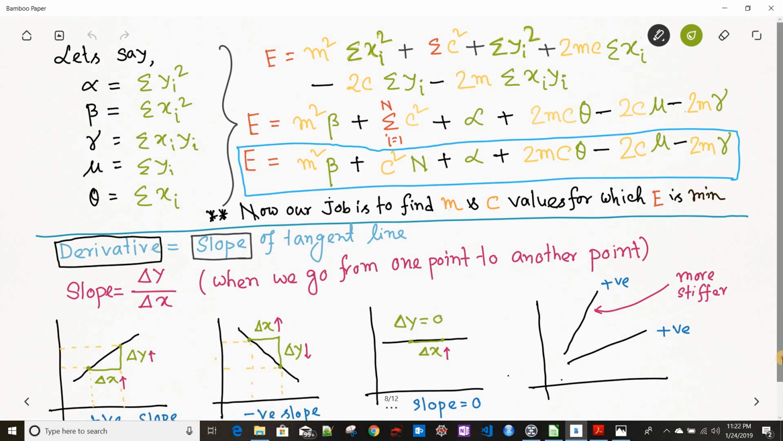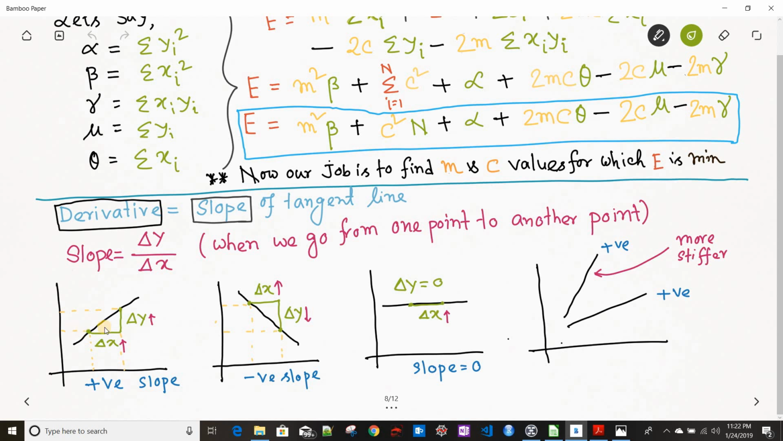Slope: I have drawn four figures over here. As I introduced before, when you go from one point to another point of a line, the slope determines the change in y divided by the change in x. Now let's talk about the first diagram. I am planning to go from this point to this point.